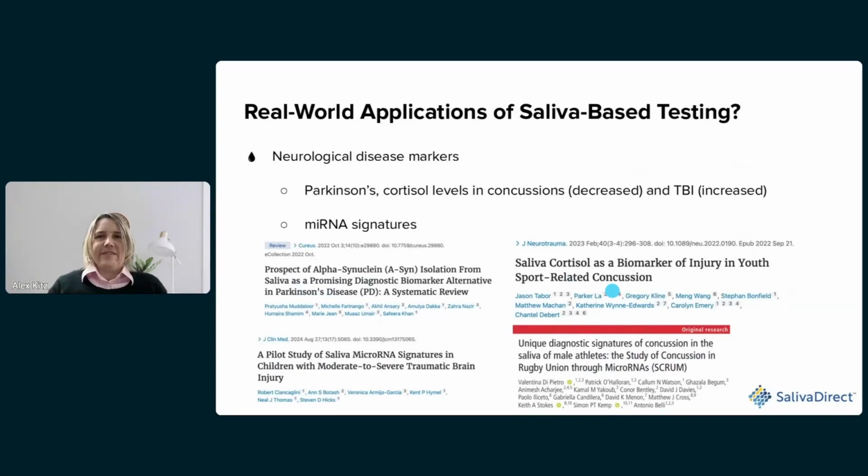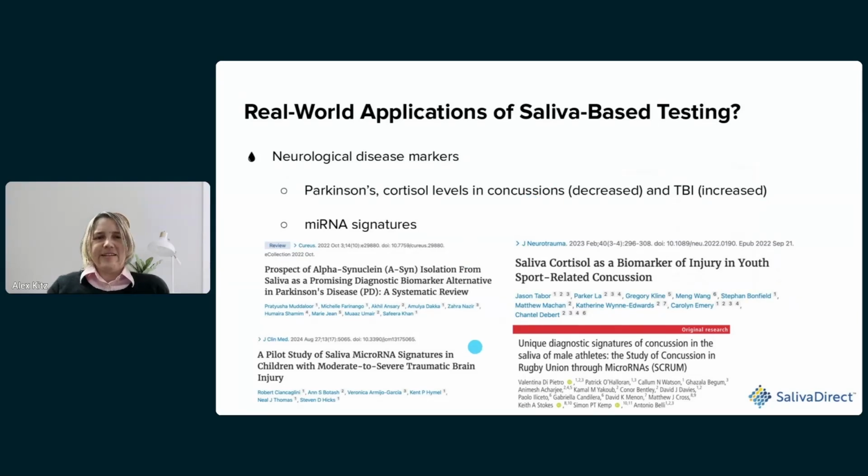Other markers that saliva is able to detect are alpha-synuclein for Parkinson's disease. And again, cortisol levels in saliva can be utilized for a variety of applications. For example, cortisol levels have been shown to be increased in concussions. So there are a variety of studies now across the globe looking at concussion injury in all the different sports like soccer, rugby, American football, and in traumatic brain injury where cortisol levels, interestingly, are increased.